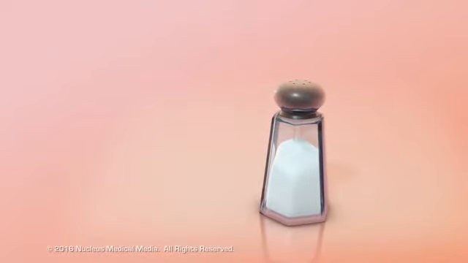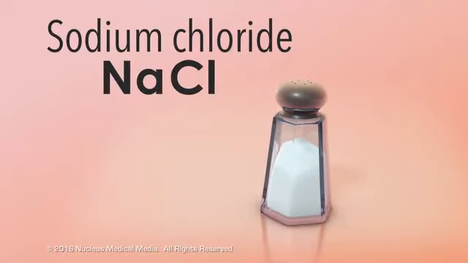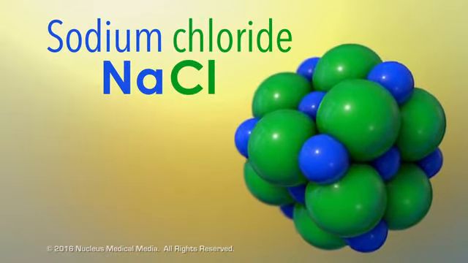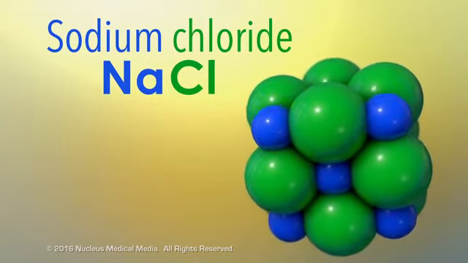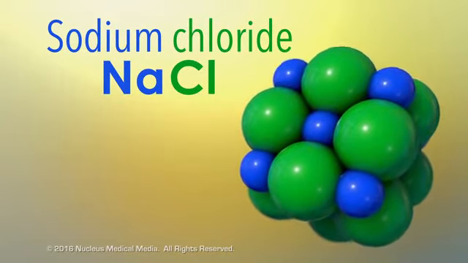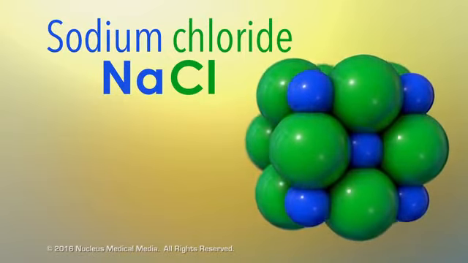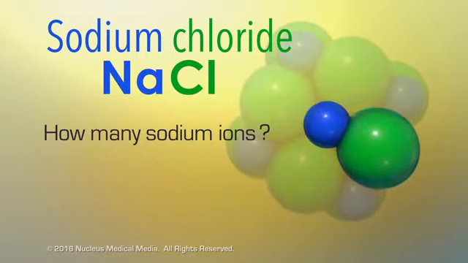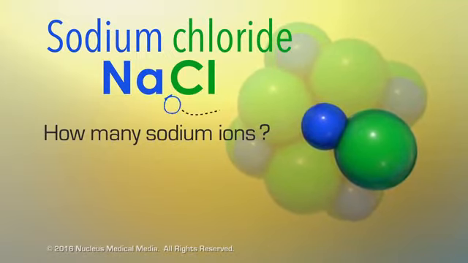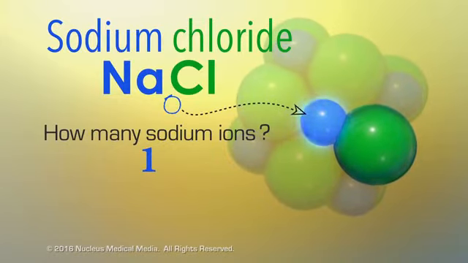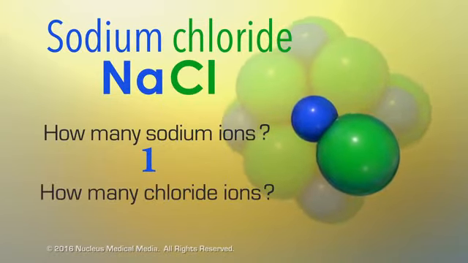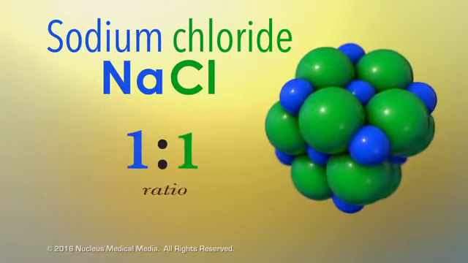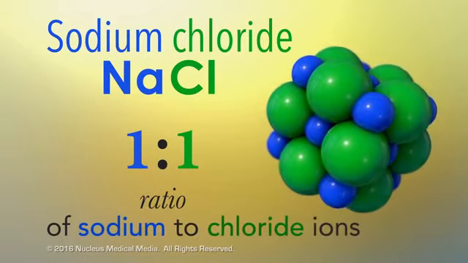The next compound we'll look at is sodium chloride, commonly known as table salt. Sodium chloride consists of sodium and chloride ions. Ions are charged particles because they have gained or lost electrons. How many ions of sodium are there in 1 unit of the chemical formula for sodium chloride? No subscript means there's only 1 sodium ion. And how many chloride ions? Again, there's only 1. So, sodium chloride has a 1-to-1 ratio of sodium to chloride ions.